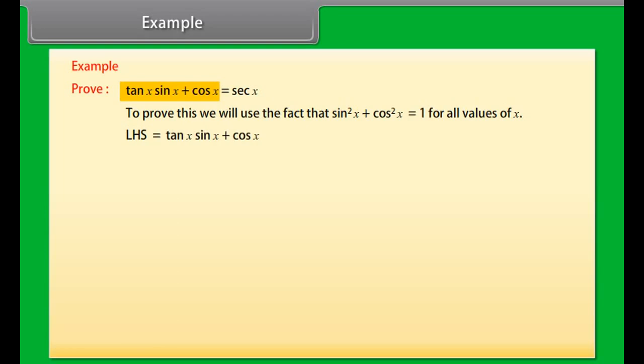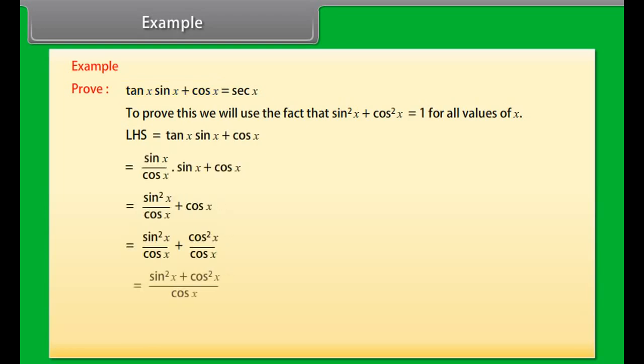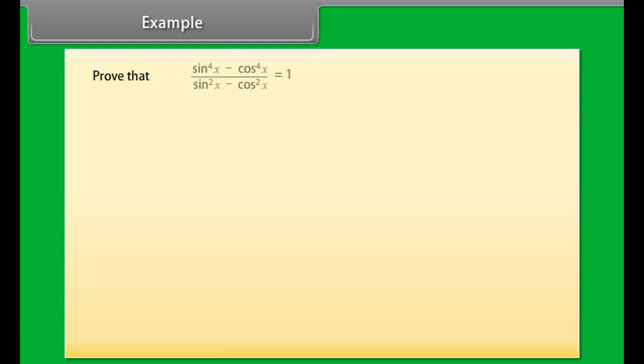Assessment. Now it's time for an activity. Drag and drop the correct options given below in the blanks. Example 1. Let's now solve an example related to trigonometric identities.